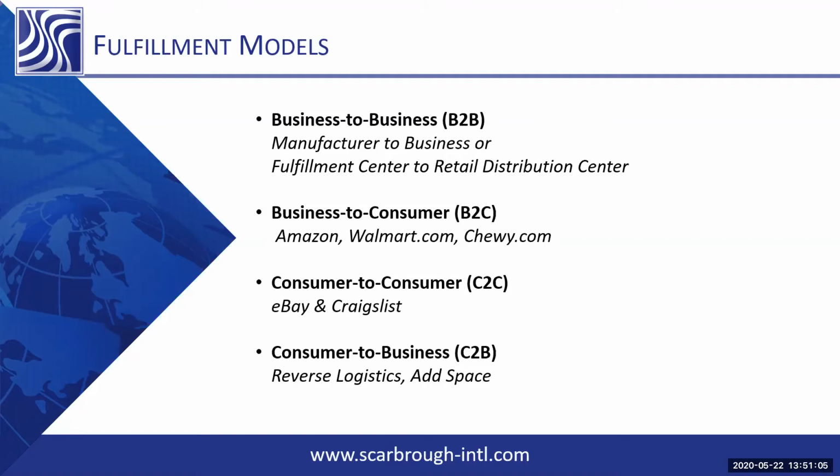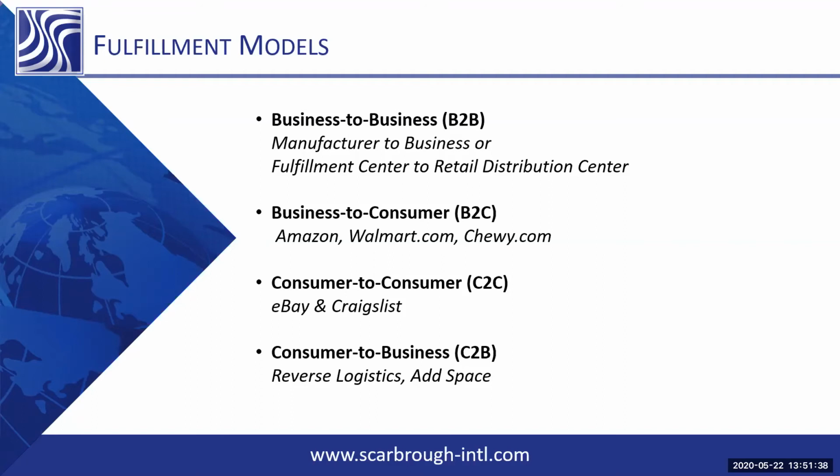The second model is B2C. B2C traditionally represents e-commerce and .com retailers, whether you're selling stuff through Amazon, Walmart, Chewy, any of those .com websites. Typically with B2C, you're selling directly to the end user. The quantities can vary, but traditionally you're looking at a low quantity of goods sold directly to those. And when I say low quantity, I mean usually under 10 total units.